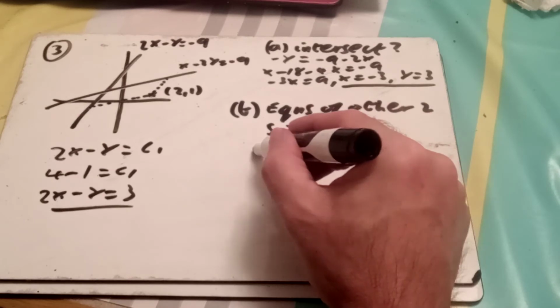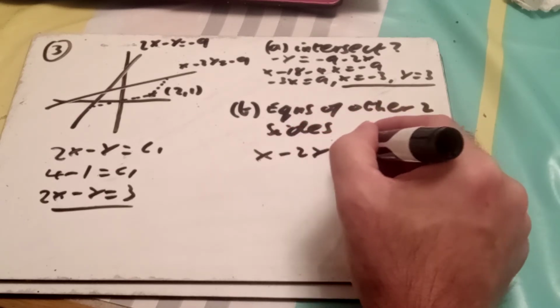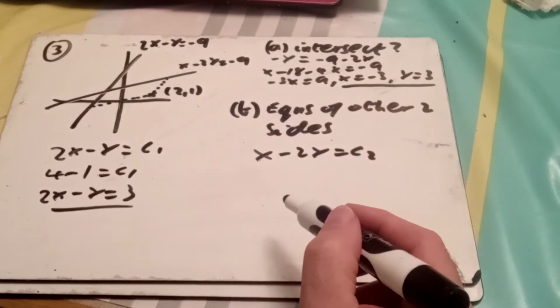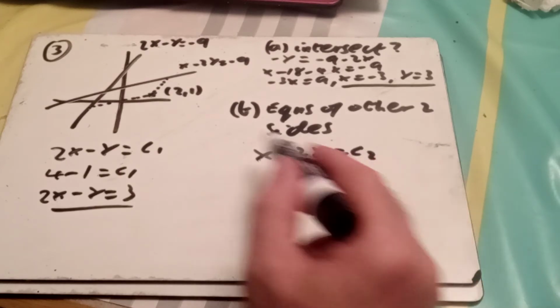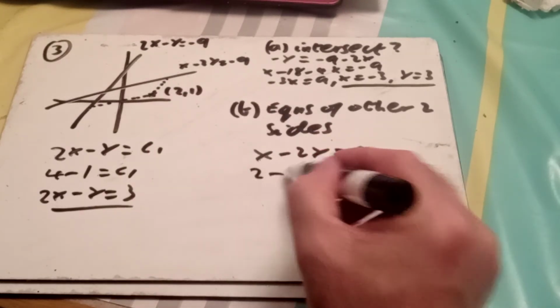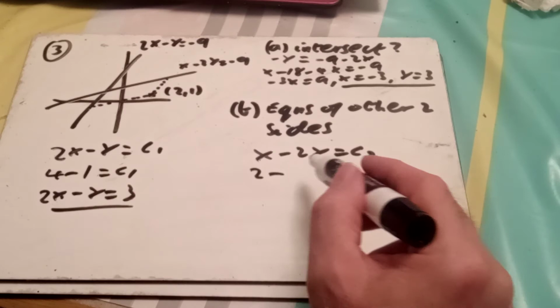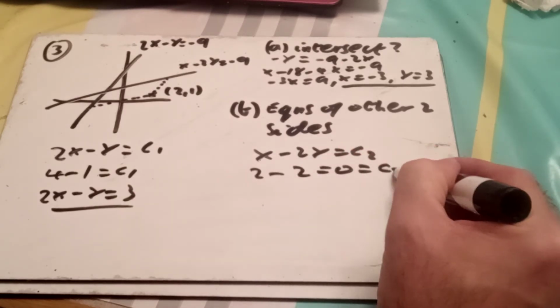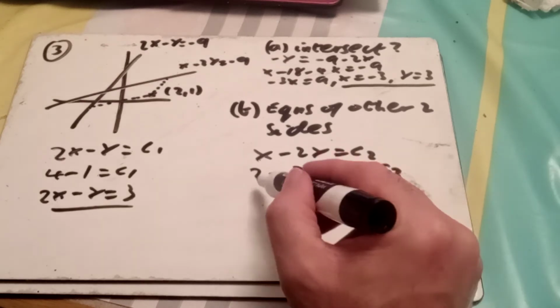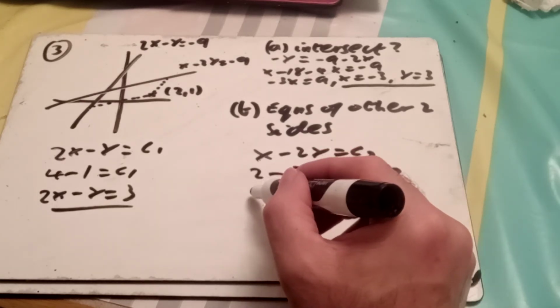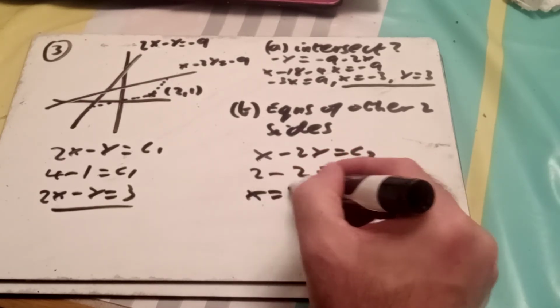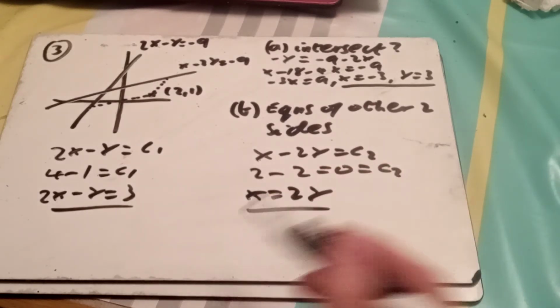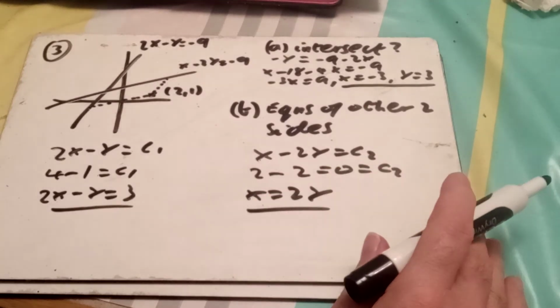This longer one here, parallel to the x minus 2y is minus 9. I know it's going to be x minus 2y is another constant, c2. And all I'm going to do is stick in, yet again, x is 2, y is 1, and to get c2 is actually 0. So I've got x minus 2y is nothing, or x equals 2y, y equals a half x. Either thing like that. Okay.